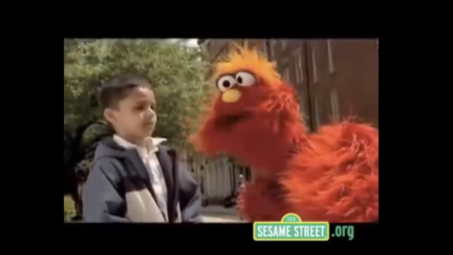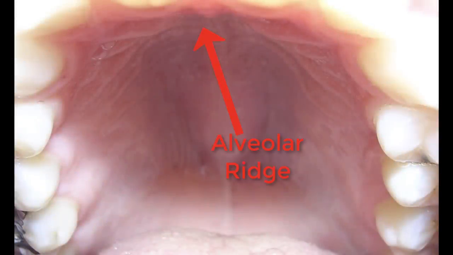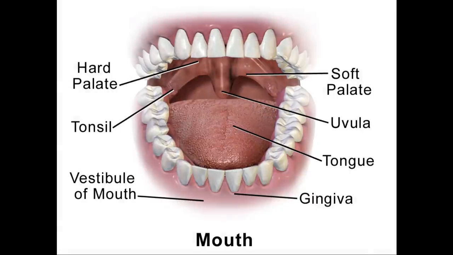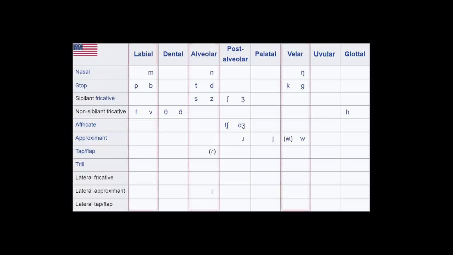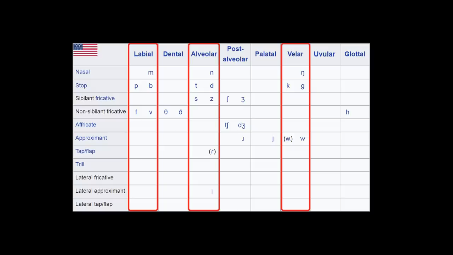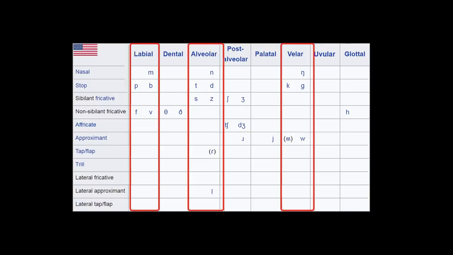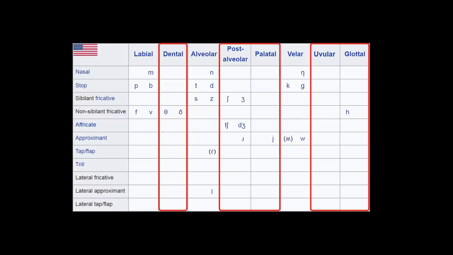For the M sound, your tongue does nothing. Your lips do the job and close off your mouth. For the N sound, your tongue blocks the air off right here, at the alveolar ridge right behind your teeth. Okay, I'm gonna say the N. For the NG sound, the back of your tongue touches the back of your mouth at what is called the soft palate. For a lot of languages, the sounds are more or less focused around these areas. The lips, the ridge behind your teeth, and the soft palate. But there are many other places in the mouth where you can articulate things.